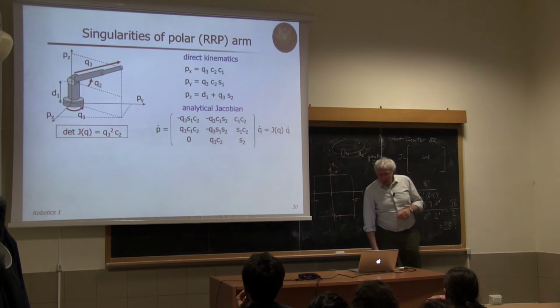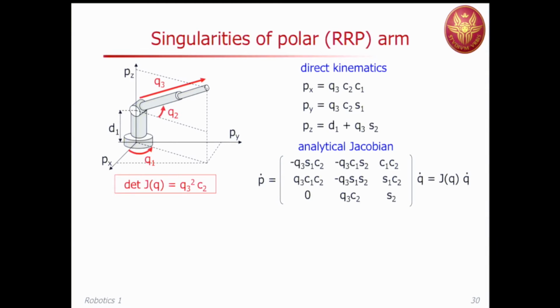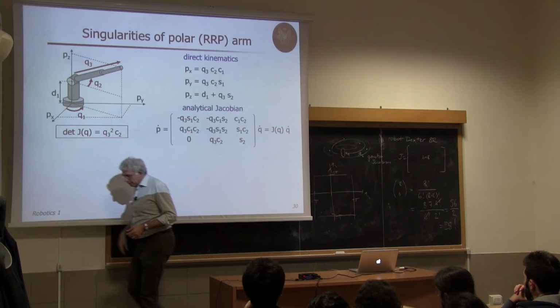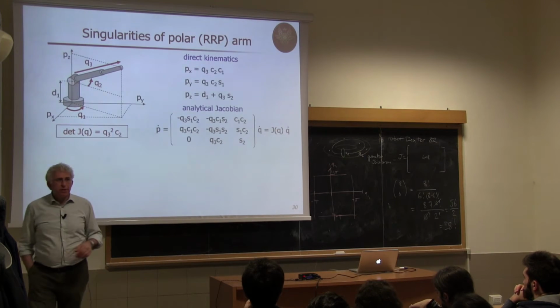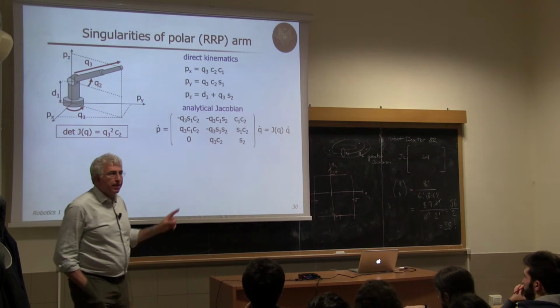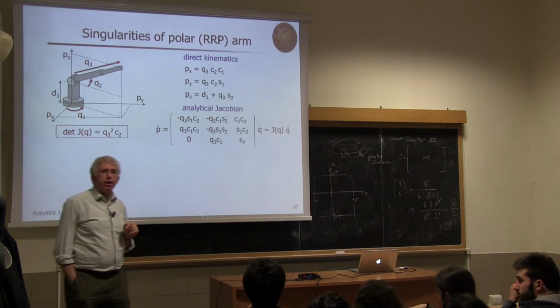Okay, another example. Now a three-dimensional case. So the polar RRP arm. Direct kinematics, differential kinematics. Essentially, I just need to compute the partial derivative of the direct kinematics with respect to Q to get the analytical Jacobian again. And now it's a square matrix. I compute the determinant, and the determinant is this one after some simplification. Again, pay attention, it does not depend on Q1.